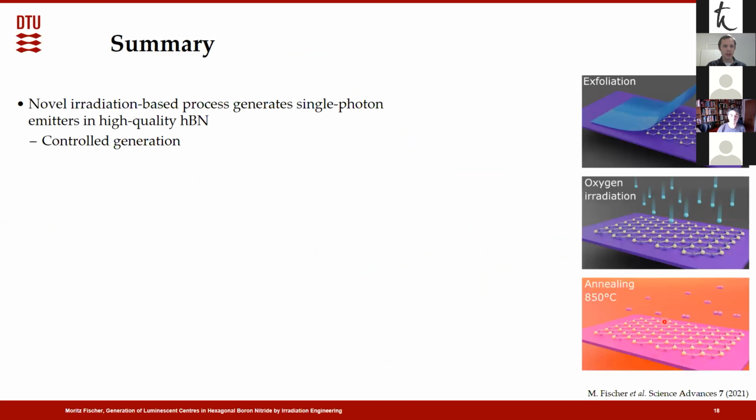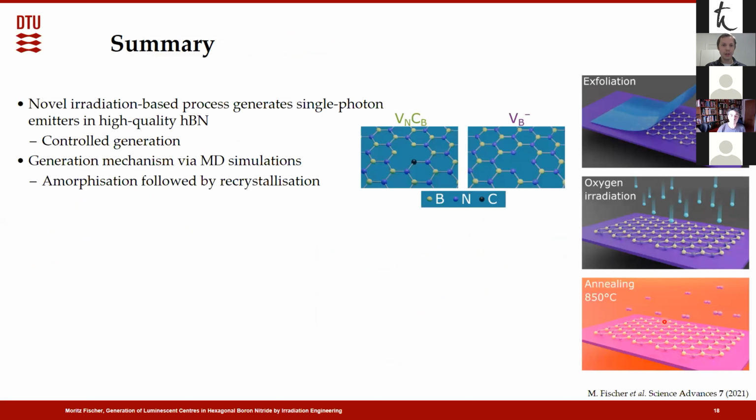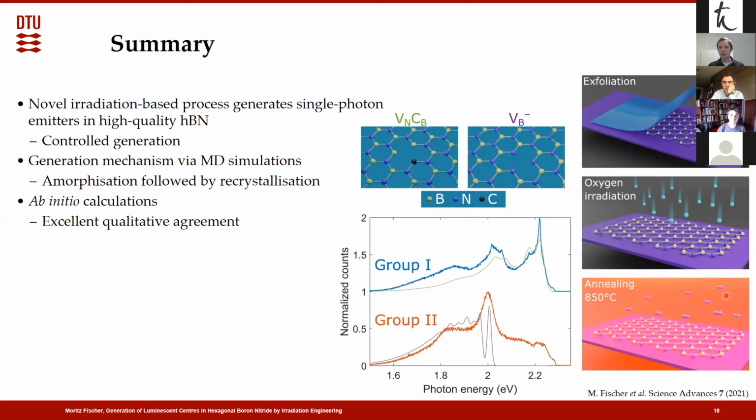Okay, so let me sum up what I've shown you. I've shown you that our novel irradiation-based process can generate single photon emitters in high quality hBN. It is a way towards controlled generation because those defects were not present before our process. I showed you the generation mechanism: the amorphization during irradiation, then the recrystallization during annealing, such that only a few defects remain. We also inferred that the VNCb and the VB minus are responsible for the luminescent centers, confirmed by this excellent qualitative agreement with ab initio calculations.